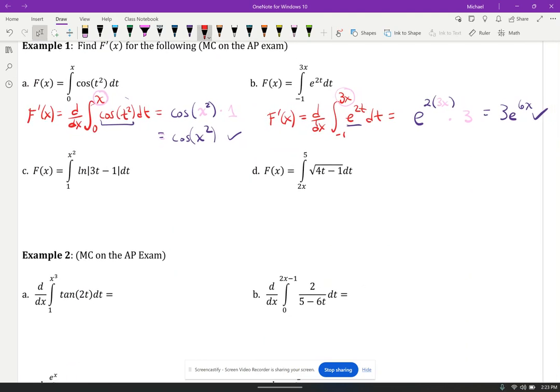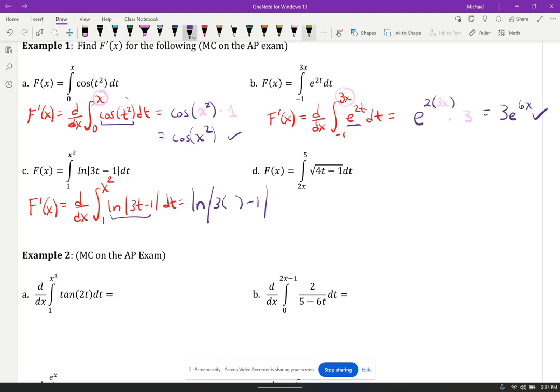All right, so can I try the next one? F prime of x means that I'm taking the derivative of this function, natural log of the absolute value of 3t minus 1 dt. I'm supposed to take my function. Since I'm taking the derivative of the integral, they're going to undo each other. So I'm left with the natural log of the absolute value of 3 times something minus 1.